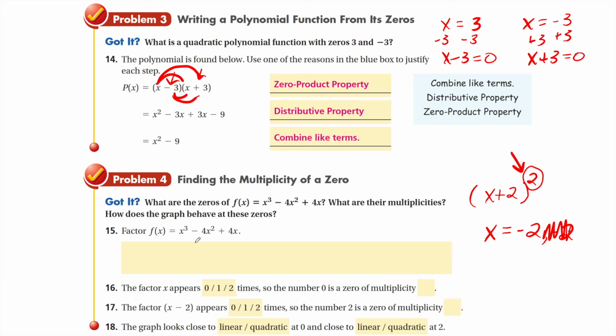So if I were to go through and factor this problem out, the very first step I'm going to do is pull out the x value. And that'll give you x squared minus 4x plus 4. And then I'm going to factor out that x squared minus 4x plus 4, giving you an x minus 2 and an x minus 2. The factor x will appear only one time at the very beginning, so the number 0, or when x equals 0, will only have one multiplicity. The factor x minus 2, however, appears 2 times, so that the number 2 is the 0 of multiplicity, in this case, twice. The graph looks close to a linear function at 0 and close to a quadratic function at 2.